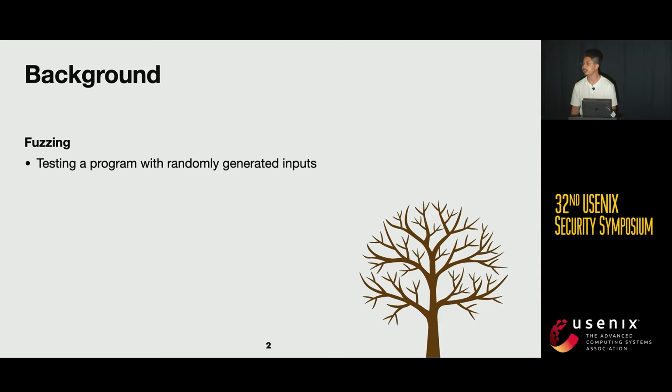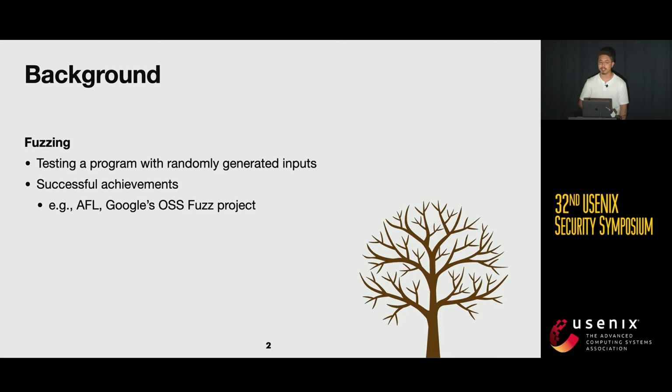So let me start with some background. Fuzzing is testing a program with randomly generated inputs. If we visualize a program as a tree on the screen here, the goal of fuzzing would be to explore every branch that exists in this tree. It has shown successful achievements over time, such as AFL and Google's OSS-Fuzz project.